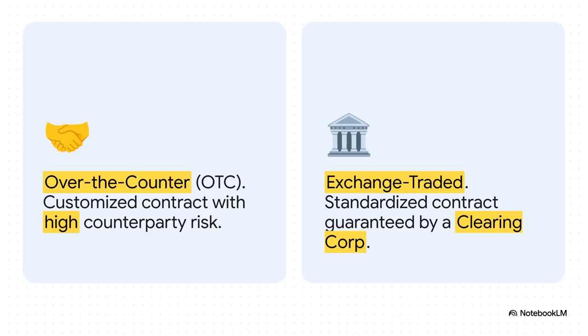So how do you solve the problems with forwards? Well, that's where futures come in. You can see the evolution right here. Futures are basically forwards that have been standardized and moved onto a regulated stock exchange. So instead of a private, custom deal, a futures contract has standard terms for everyone. And, this is the most important part, the exchange's clearing corporation steps into the middle of every trade. It guarantees the deal, which completely gets rid of that counterparty risk.